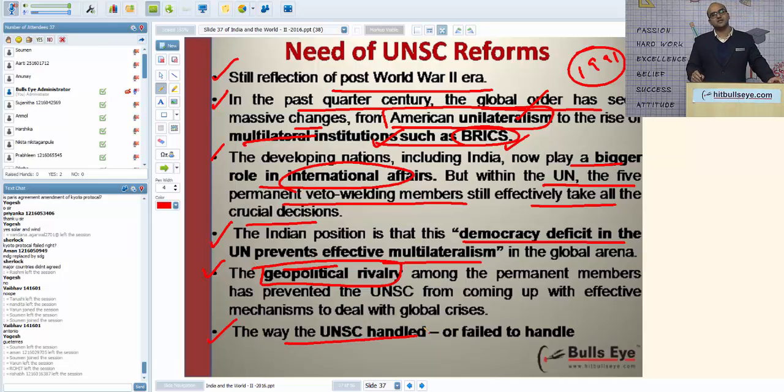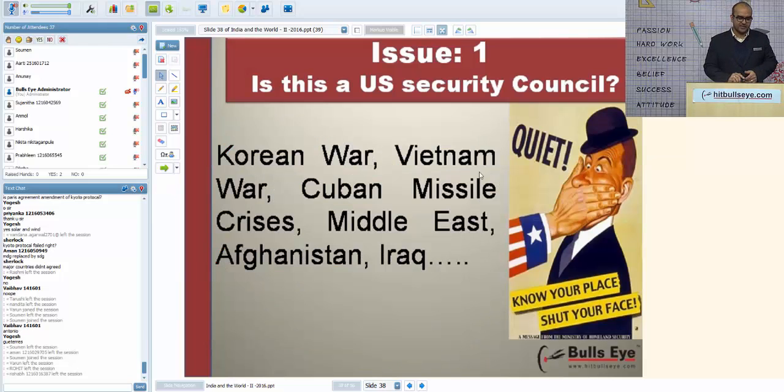Next, the way the UNSC has handled, or failed to handle, certain global events. The most recent example is that of the bombing in Aleppo, the second largest city in Syria. Russian fighter jets have been bombing these areas for a very long time now. There has been considerable civilian and humanitarian loss, but the UN Security Council is not able to broker a peace deal or do something about the civilian casualties in that region. These are certain instances where the UN Security Council has failed. The Korean War of the 1950s, the Vietnam War of the 1960s and 70s, the Cuban Missile Crisis in 1962, the Middle East Crisis, Afghanistan, Iraq, and so on and so forth.